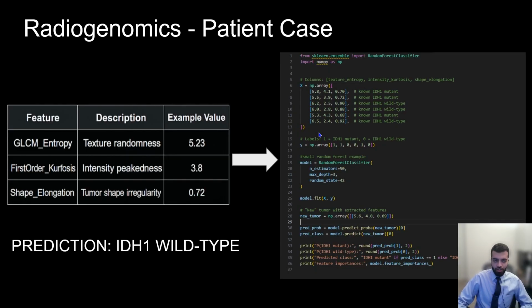And so after a few hours of tinkering with PyRadiomics, I was able to generate this table of 3 features from that image, which is texture randomness, intensity peakness, and tumor shape irregularity. And so these are the values that it came up with. And then I used 6 patients whose status was known, whether they had the IDH1 mutant or the wild type, and these are their values for the same 3 features. And then based on this data set, I ran it through a random forest, which was able to come up with a prediction that this is the IDH1 wild type.